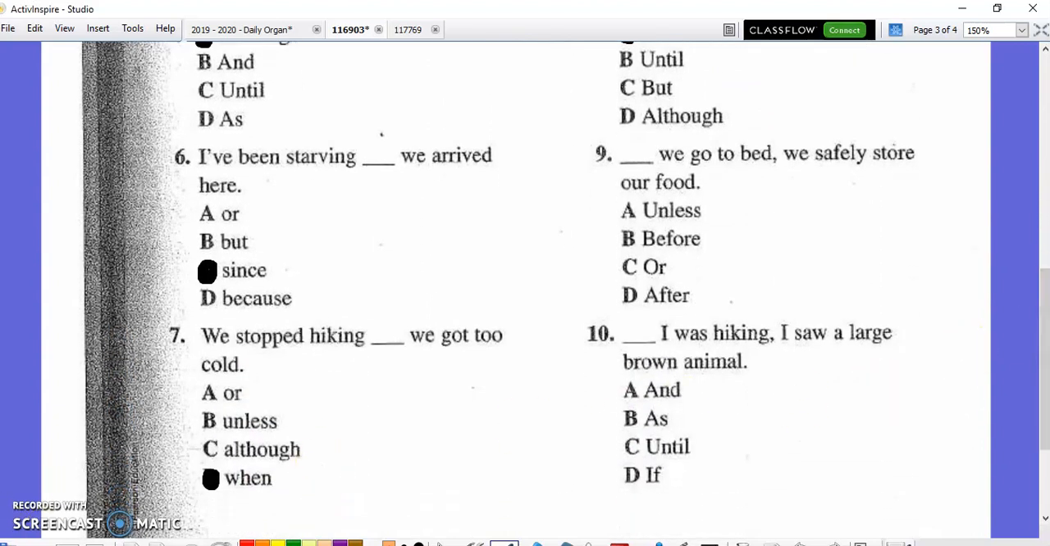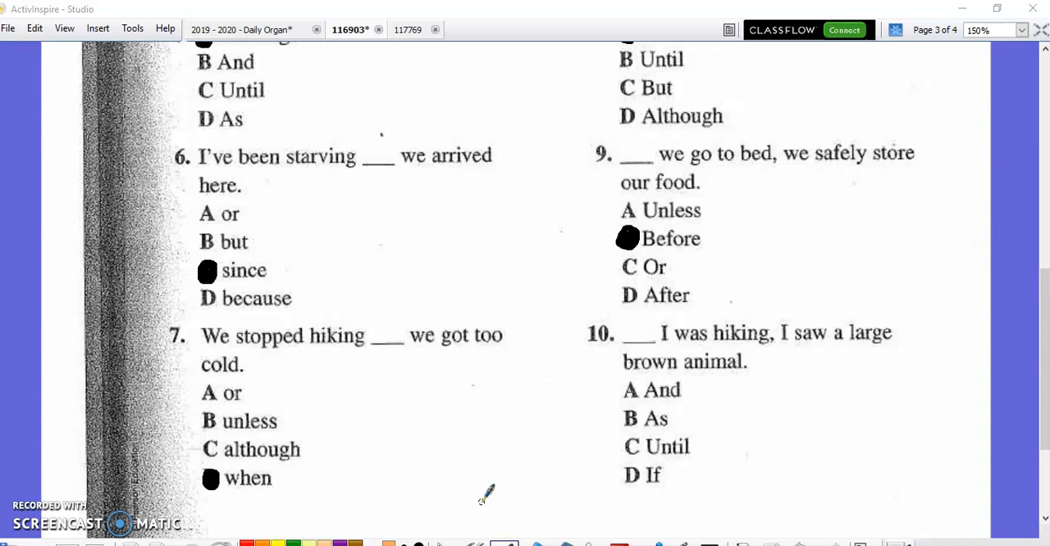Moving on to number 9. Number 9 says, blank, we go to bed, we safely store our food. Which is the best response? The word unless, which is A, before, which is B, or, which is C, D, which is after. Which of these words fits best? Select your choice now. The best choice is B, which is the word before. Before we go to bed, which would be the dependent clause, could not stand alone, followed by the independent clause, we safely store our food, creates the complex sentence that makes the most sense.